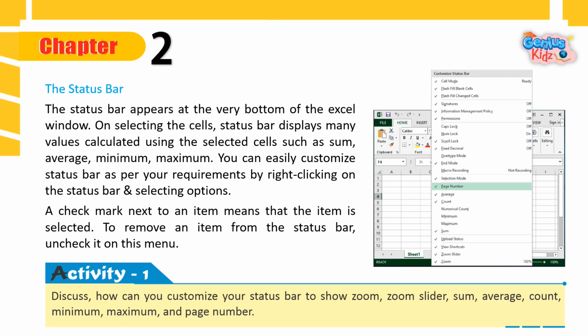Activity 1. Discuss how you can customize your status bar to show zoom slider, sum, average, count, minimum, maximum, and page number.